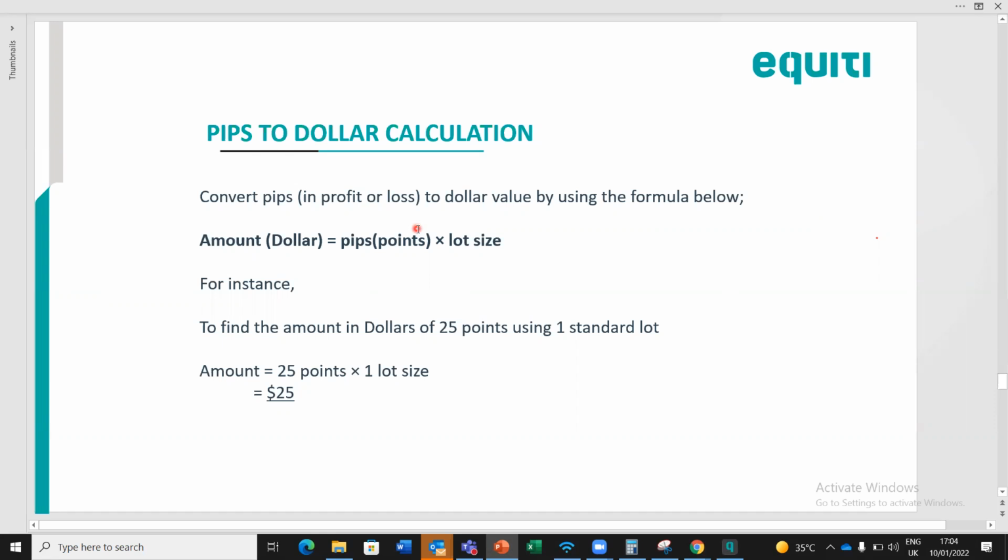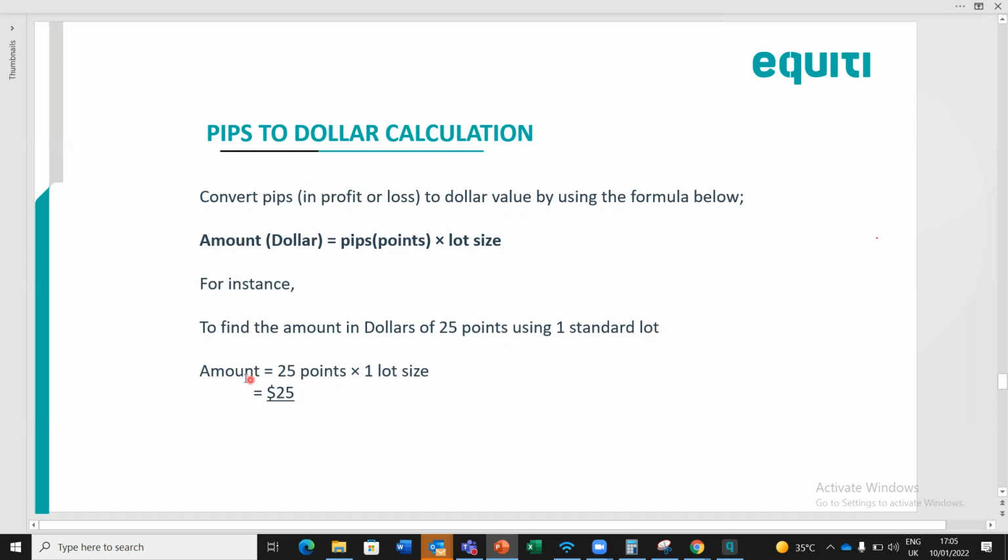Just like I gave some examples when we talked about the lot and the contract sizes. Now let's see how it works and plays out here. All right, now for you to convert pips in profit or in loss to dollar value, use the formula below. So for you to get the amount in dollars, multiply the pips in points, not pips. The pips, convert it to points, right? So the pips in points being multiplied by the lot size that you're using will give you the amount in dollars.